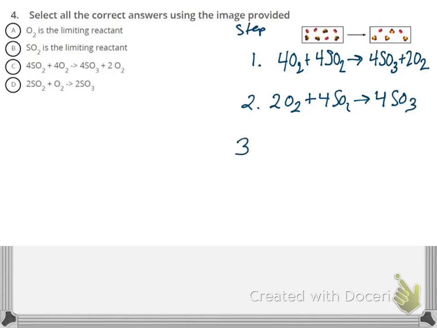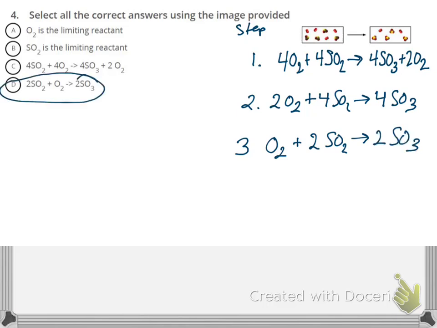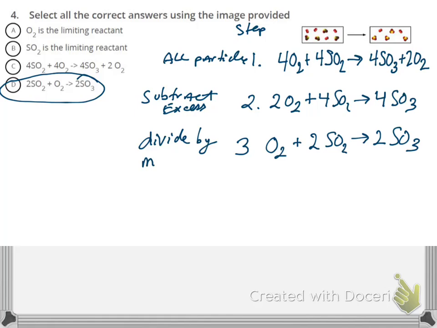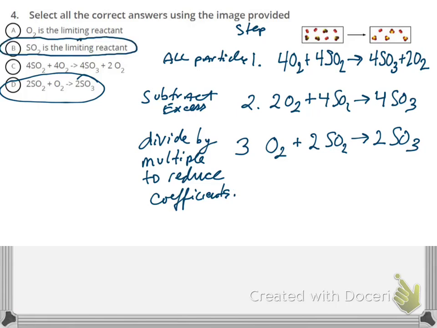That also means that we know SO2 is limiting if O2 is in excess. And then, is there a number we can divide all the coefficients by? The answer is yes, 2. And so our final answer should be 2 answers. D, that we have 2 SO2 plus O2. And again, these are the steps: account for all the particles, subtract the excess oxygen, and divide by a multiple to reduce coefficients. And then the second answer is B, right, that SO2 is a limiting reactant.